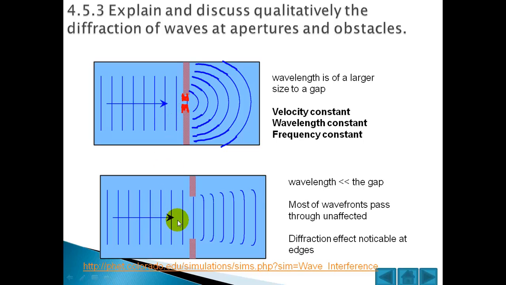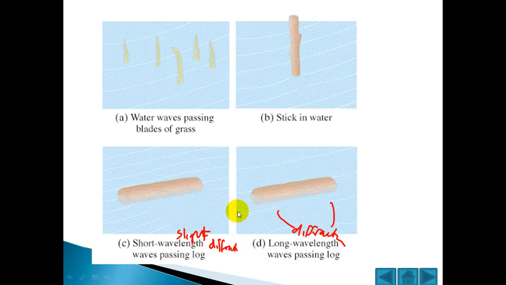If, however, we have a gap which is much larger than the wavelength, the main section will carry on at constant velocity, constant frequency, and you will get these straight wavefronts. There will be some diffraction effect at the edge of the wave. So that's basically what you have to notice. At the edges you see the diffraction. In the main part here, you don't see it.